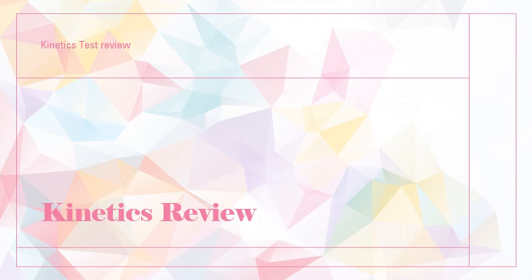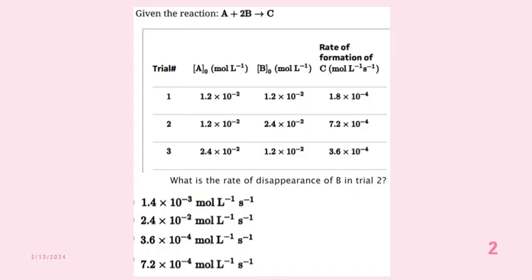In this video, I will review some questions that will help you to do the unit test on kinetics. So the first question is, given the reaction A plus 2B gives C, and we have three trials here, the question is asking us what is the rate of disappearance of B in trial 2. So I just have to look at trial 2, and the rate of formation is given for C, and I have to look for the rate of disappearance of B.